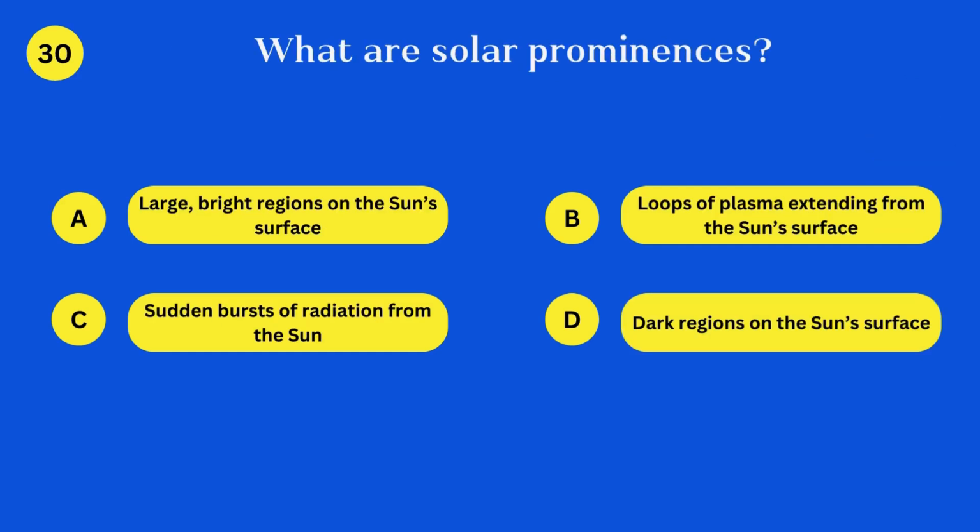What are solar prominences? A. Large, bright regions on the Sun's surface. B. Loops of plasma extending from the Sun's surface. C. Sudden bursts of radiation from the Sun. D. Dark regions on the Sun's surface. Correct answer is B. Loops of plasma extending from the Sun's surface.